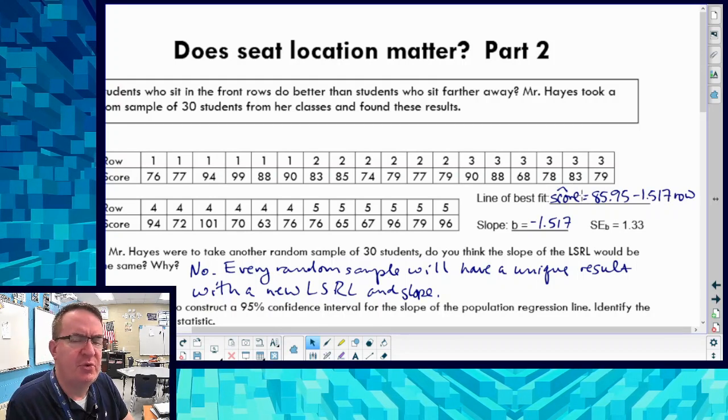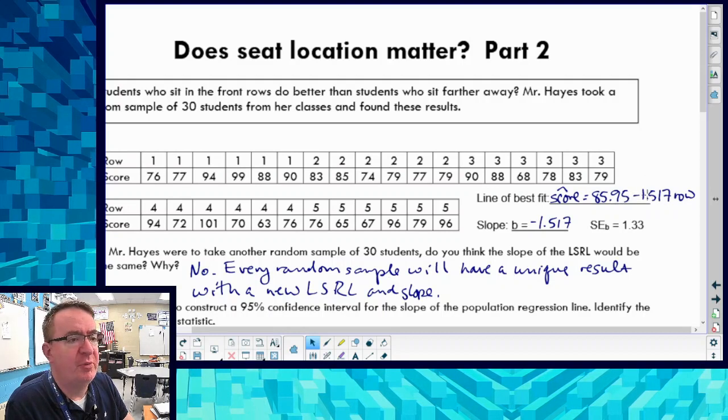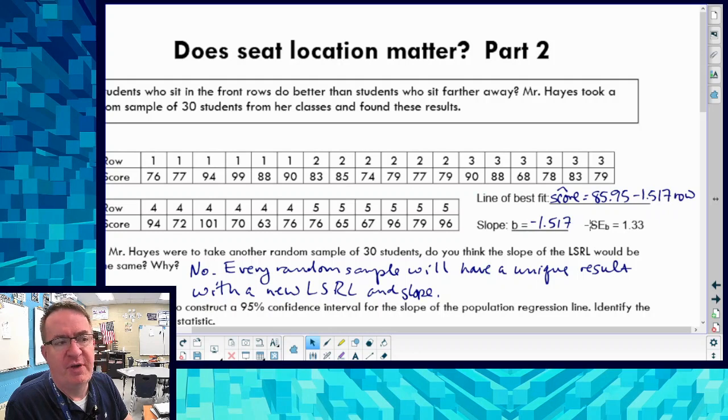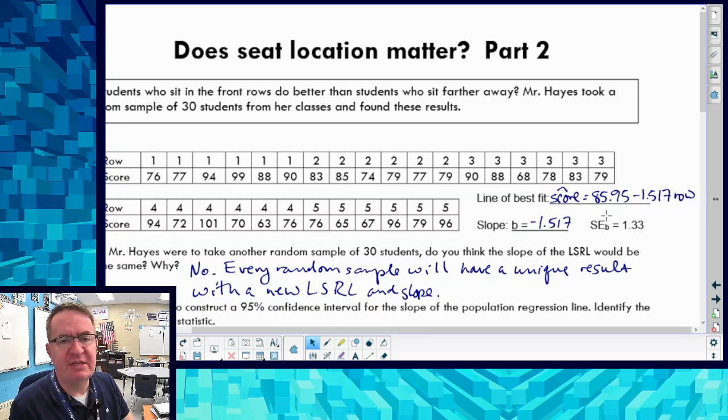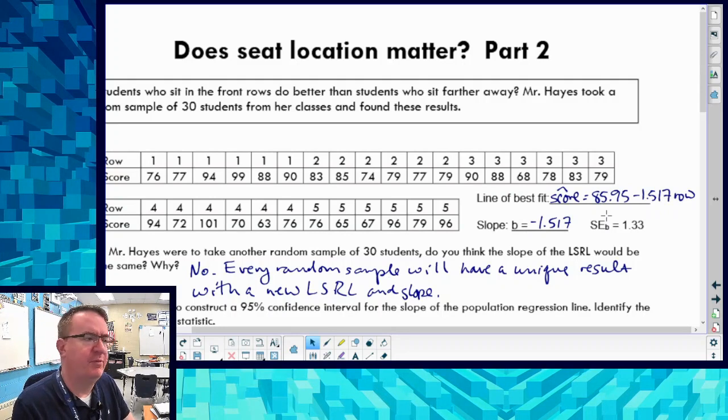So the predicted score equals 85.95, which would be like the original score if you were in row 0, minus 1.517 times the row. So our slope is negative 1.517. We have our standard error over here, and again, most of that is coming from the data. If you remember from the last video, they will actually give you that information.